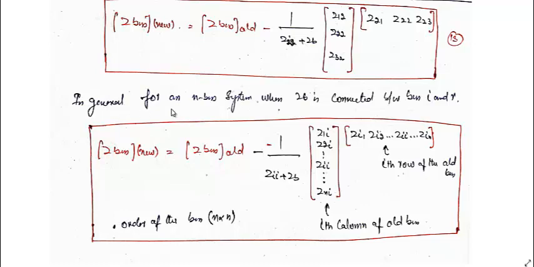So in general, for an n bus system, when ZB is connected between the bus i and the reference, the new Z bus will be equal to Z bus old minus 1 divided by Zii plus ZB. This is the ith column of the old Z bus, that is Z1i, Z2i, Z3i, up to Zii and Zni.